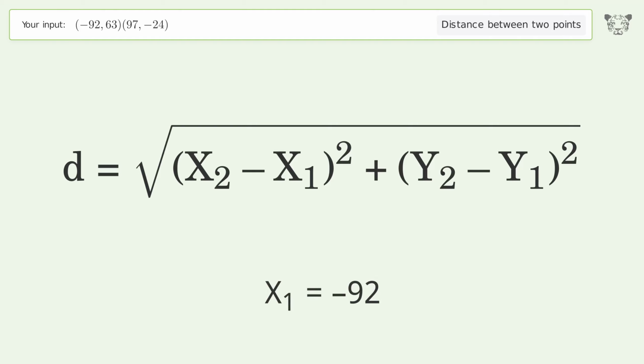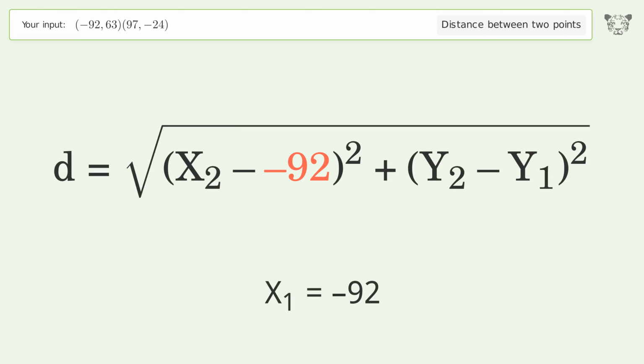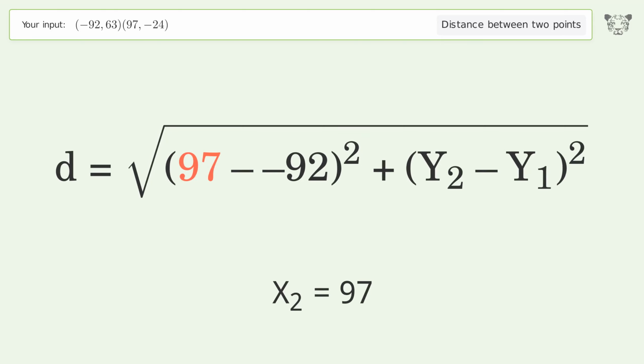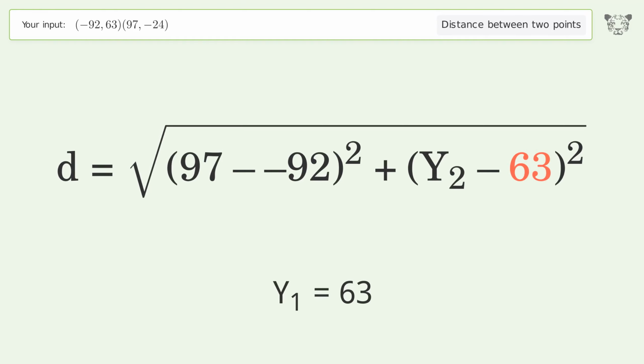x1 equals -92. x2 equals 97. y1 equals 63. y2 equals -24.